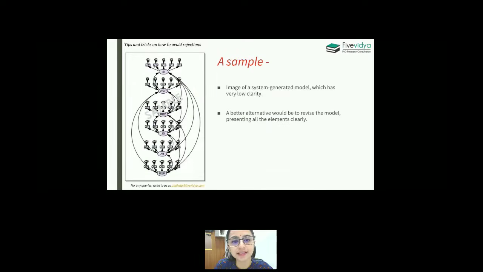Here I am giving you an example of a picture which is not very clear. It is of very low clarity. So you can take a better alternative for that, so that your image is clear and pictorial data is presented in a good manner.